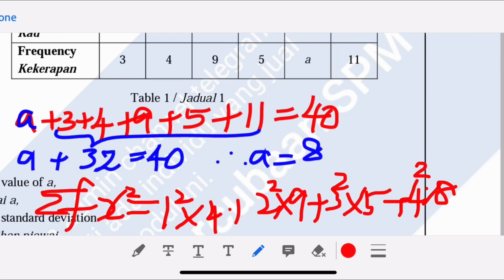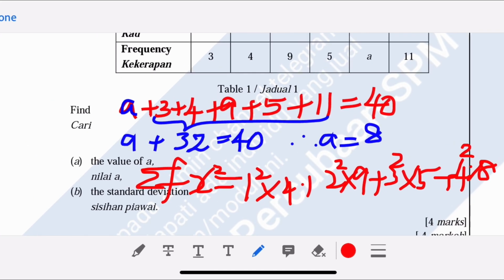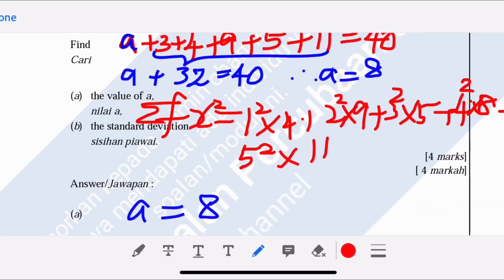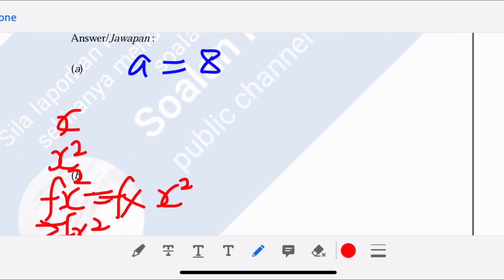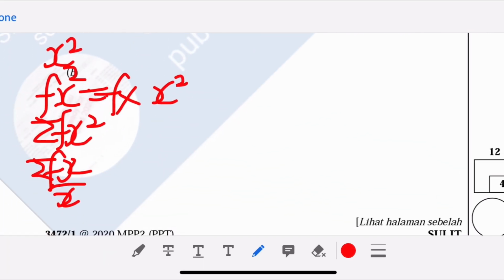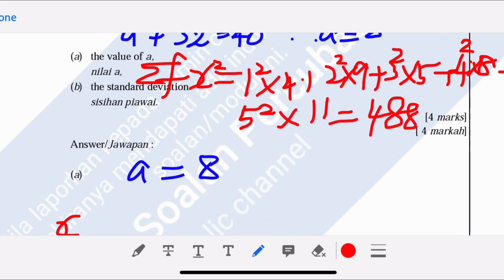Now we need to sum up the data: frequency times the data square. I'm going to take the score square then times the frequency, to avoid the confusion that you might think that is fx, the whole thing square. In fact, it's x square times the frequency, or frequency times x square. So we don't square the frequency.